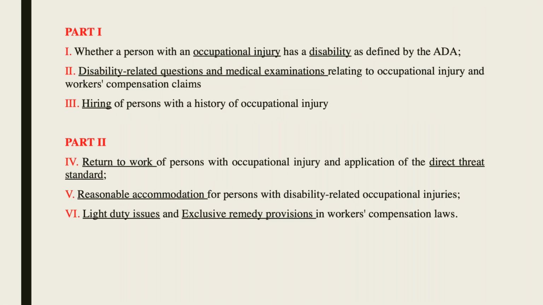Just as a quick recap, in part 1 we discussed occupational injury and disability as defined terms, disability-related questions and medical exams, as well as hiring of those with a history of occupational injury. Part 2 is going to focus on the return to work aspect and the application of the direct threat standard, reasonable accommodations related to disability-related occupational injuries, and finally light duty issues and exclusive remedy provisions with workers' compensation laws.